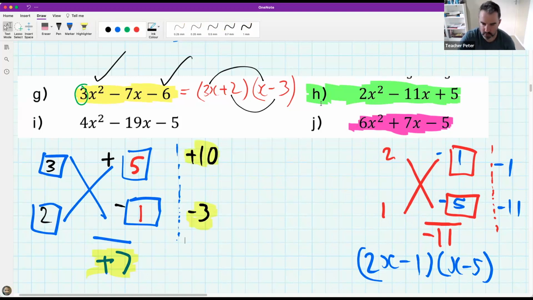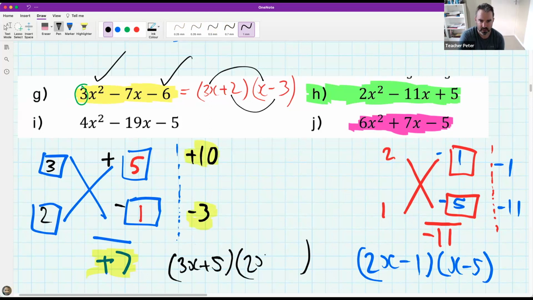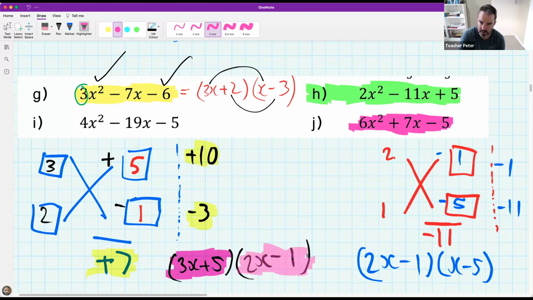Okay, let me know in the chat when you're done with this one. And I'll write up the final answer. So for the pink one, there are going to be 2 brackets. And they are going to say the following. So that is the factorized form of the pink one over there.